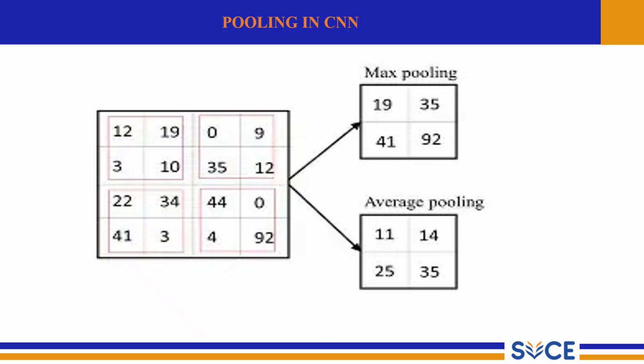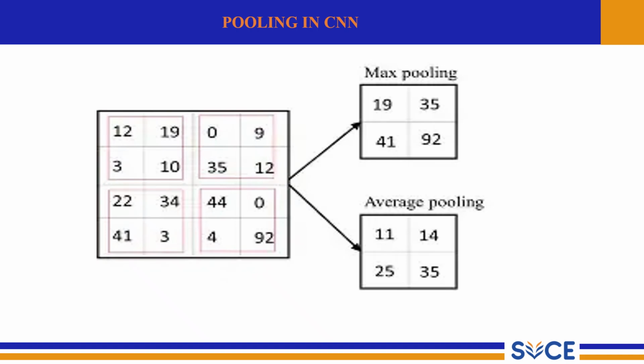In the second region, the values are 0, 9, 35 and 12. The maximum value is 35, so the output becomes 35. The third region contains 22, 34, 41 and 3. The largest value is 41. And then the fourth region contains 44, 0, 4 and 92.